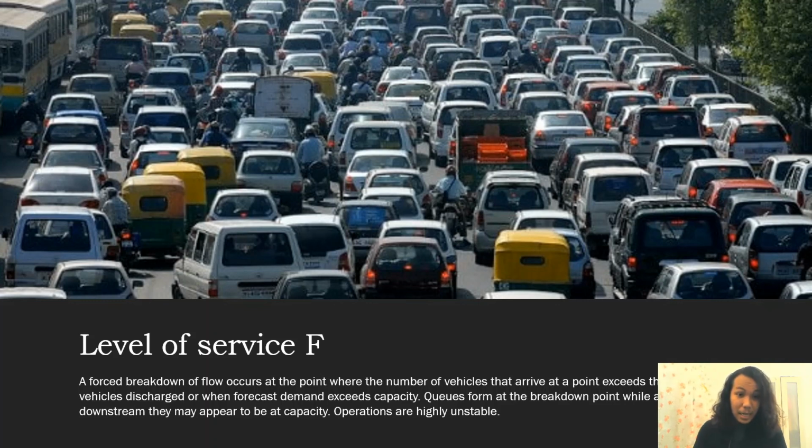Okay, ataupun or when forecast demand exceeds capacity. So queues form at the breakdown point, while at section downstream they may appear to be at capacity. Operation are highly unstable. So itu sahaja pembentangan daripada saya dan juga daripada grup kami.